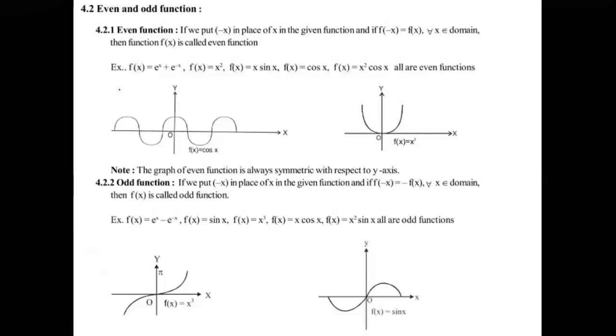Now see, even and odd function. Write down, please, all of you. Even function means what? The function f of x is said to be an even function if f of minus x is equal to f of x for all x belonging to the domain. Such types of functions are called even functions. See, 1, 2, 3, 4, 5: these are even functions.